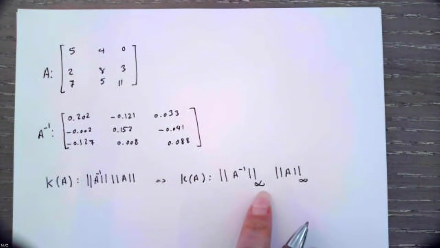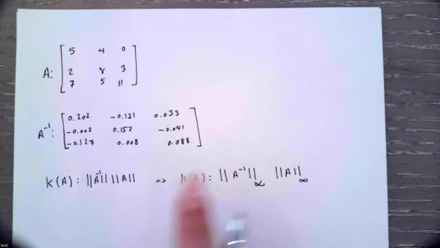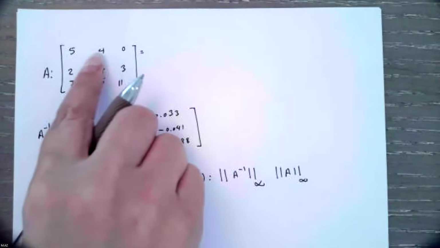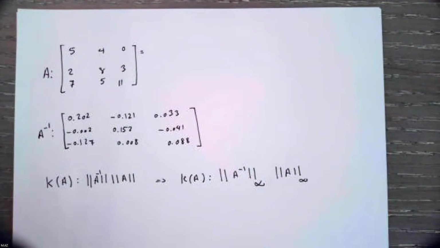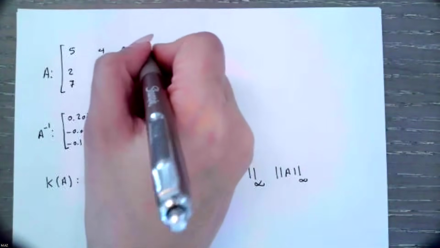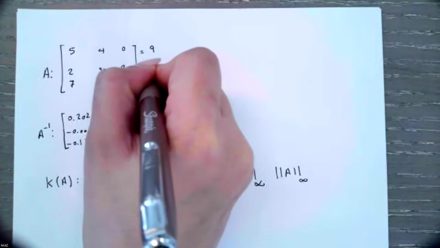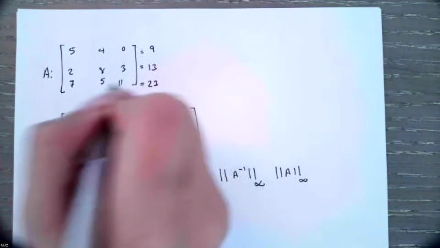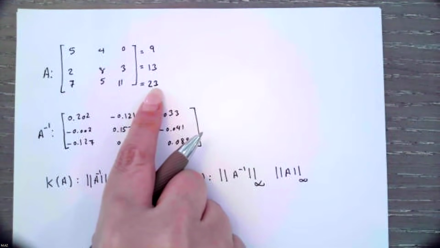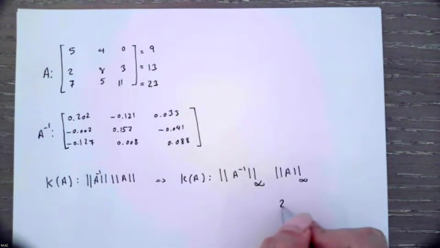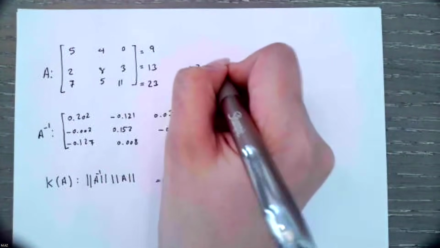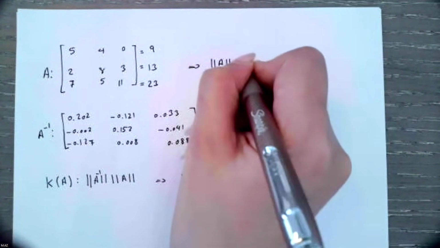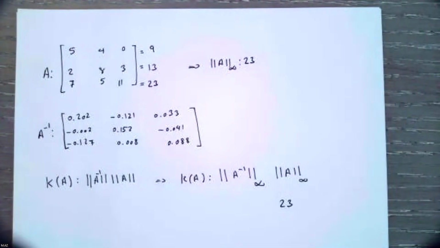When we talk about the infinity norm, another name is the maximum row sum. We are adding the absolute value of each row together, and then we pick the maximum one. 5 plus 4 is 9. For the second row it is 13. For the third row it is 23. The maximum value is 23. I can say the infinity norm of the matrix A is 23.